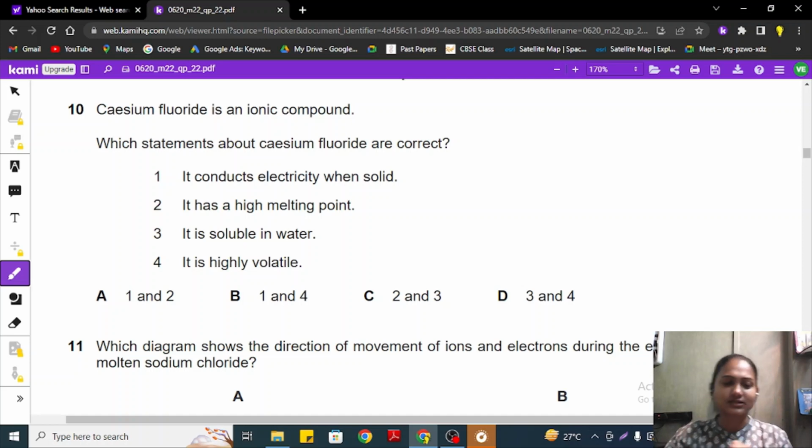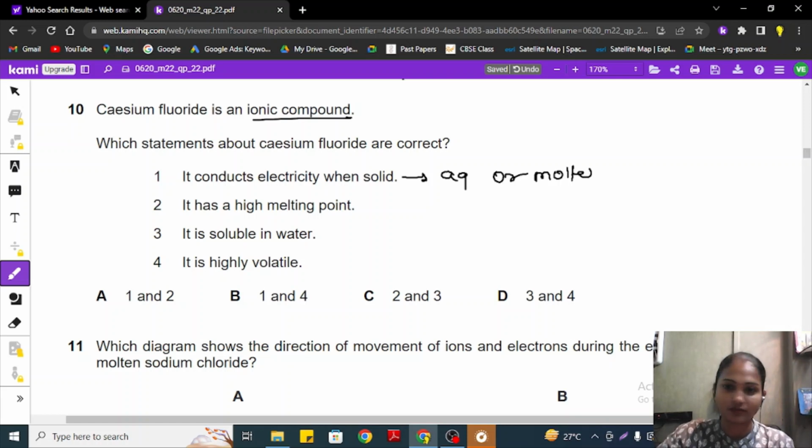Coming to the next question. Cesium fluoride is an ionic compound. Which statement about cesium fluoride is correct? It conducts electricity when solid? No. It can only conduct electricity when it's in the aqueous state, then only the ions can move when they dissolve in water, or in the molten state. This is not an option.